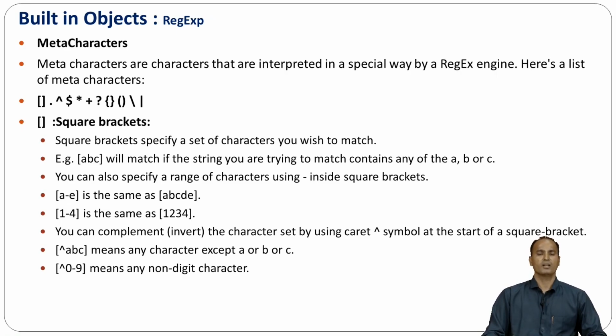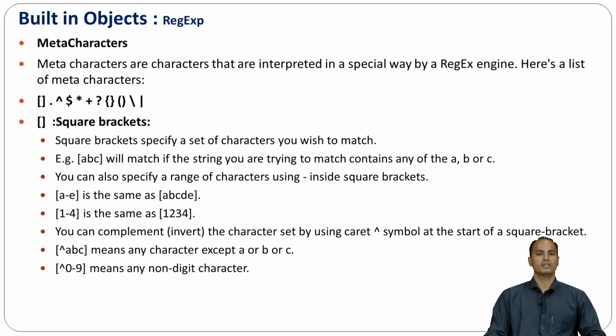So, these all have their own meaning. They are very important when we are dealing with regular expressions. Square brackets are used for specifying a set of characters you wish to match. For example, if you write [abc], it will match if the string you are trying to match contains any of the letters A, B or C.